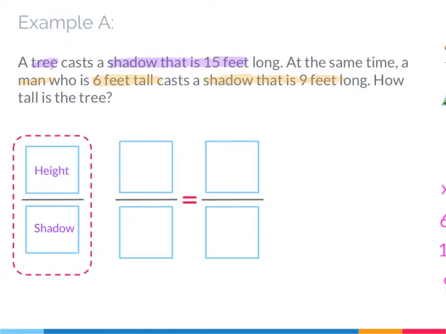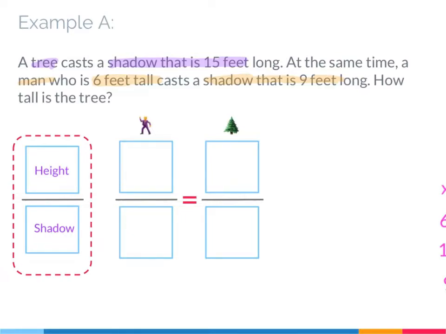Now, the two things that we're comparing are the man and the tree. So again, I want to make sure that I have the man on one side of my proportion and the tree on the other. It doesn't matter which is which. So I'm going to put the man on the left-hand side and the tree on the right-hand side. You don't have to write these things all out, but it might be important information for you to have down. So first off, I have to figure out the height of the man.